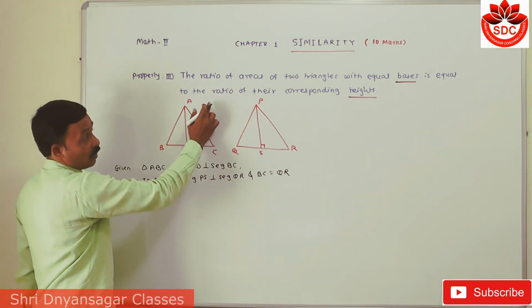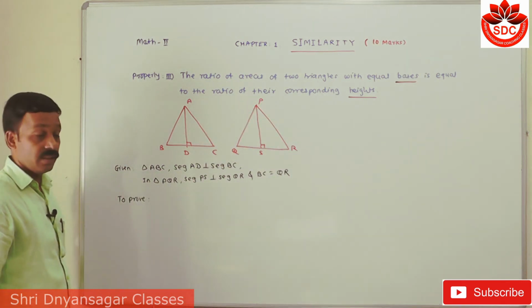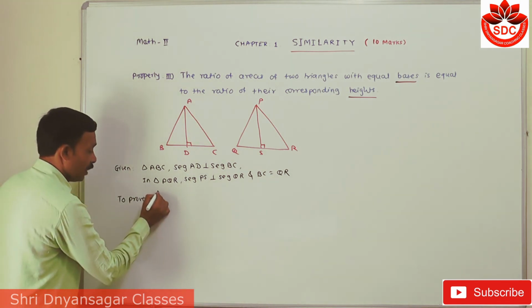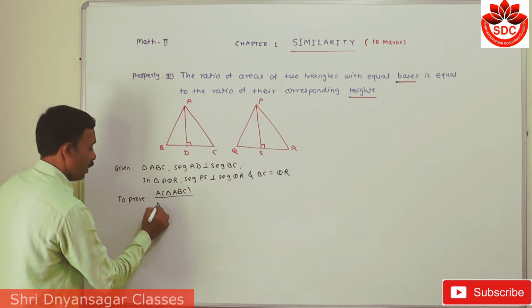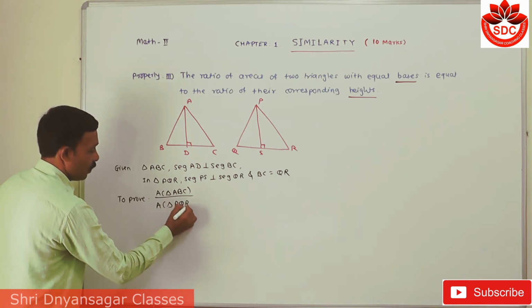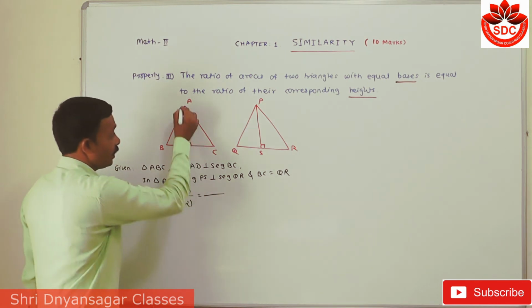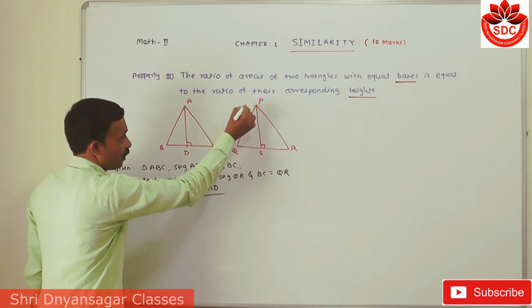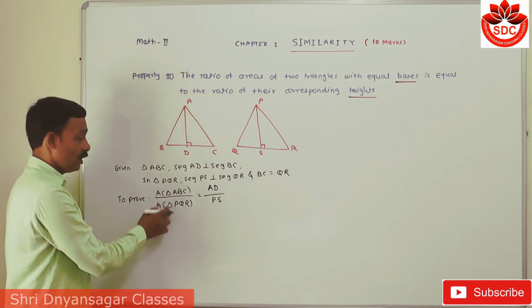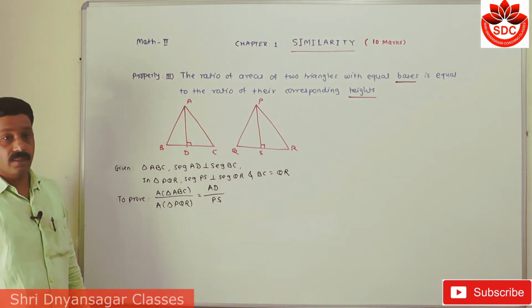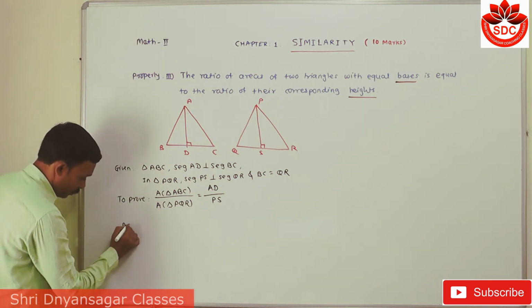Then to prove is that the ratio of areas of two triangles is equal to the ratio of their corresponding heights. This is the second sentence. So that area of triangle ABC upon area of triangle PQR is equal to their corresponding heights. Which are the heights here? AD, and the corresponding height of this triangle is PS. It means we show that this ratio is equal to AD upon PS. Then this is also the same as earlier. It's true.